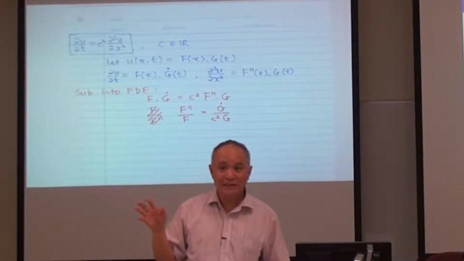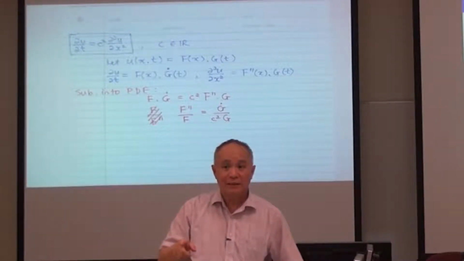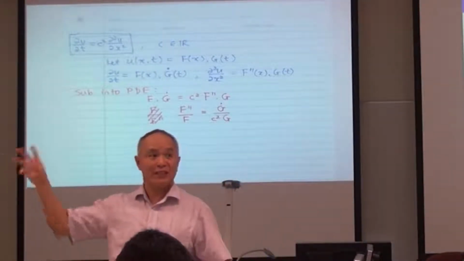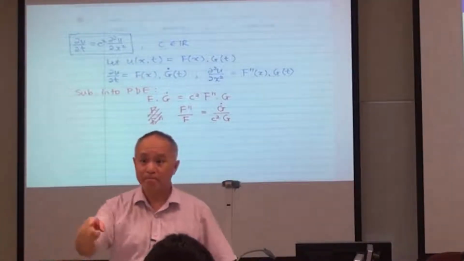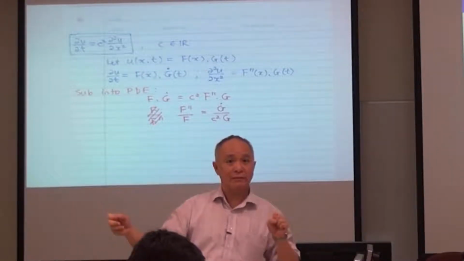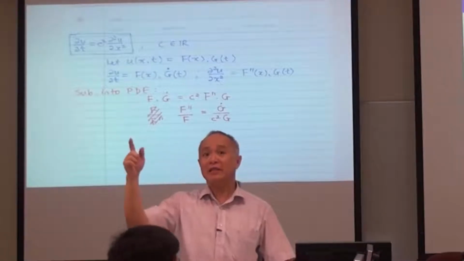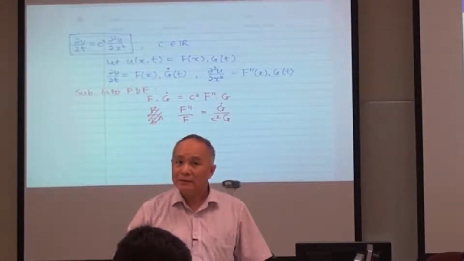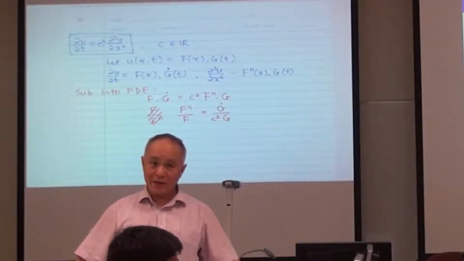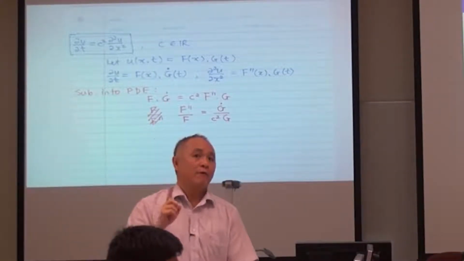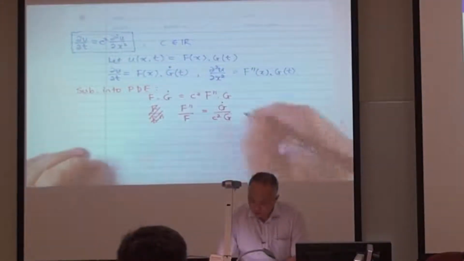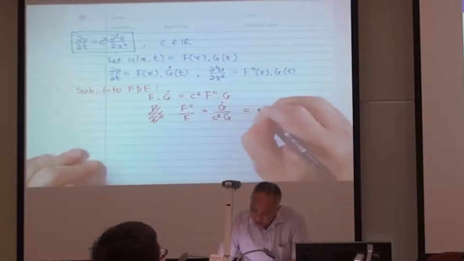Is it possible? Can you think of a function of x only that can be equal to a function of t only? 0, that's one possibility. What else? Constant. If I have f(x) equals 1, is it a function of x? g(t) equals 2, is it a function of t? Yes, right? So the only way for the left hand side to be equal to the right hand side is when they are both equal to a constant.